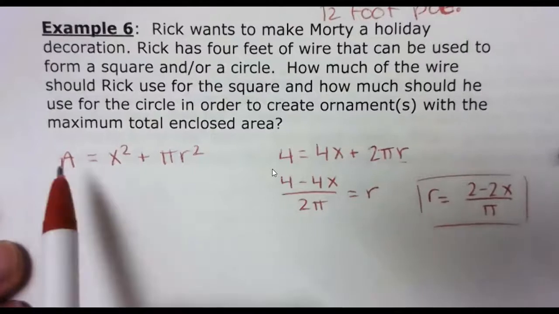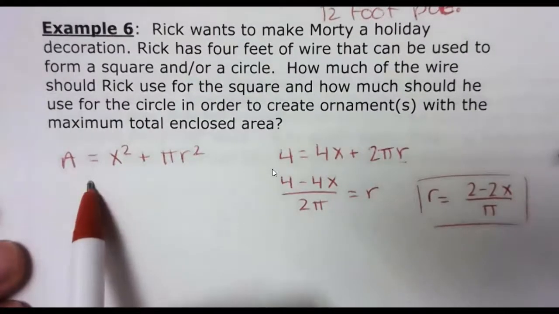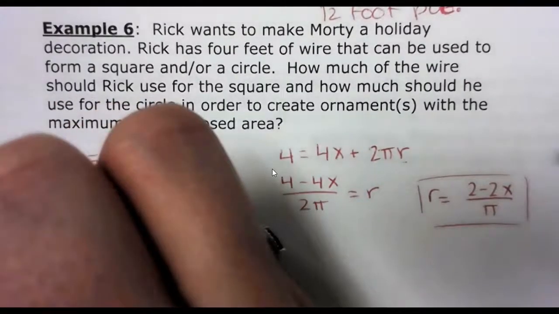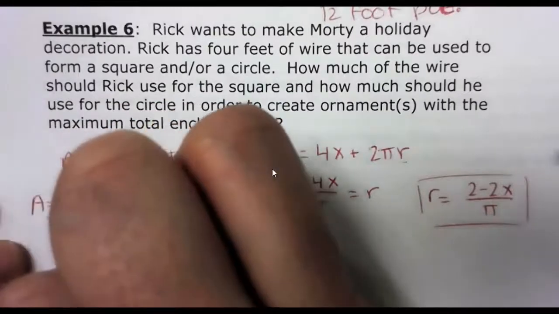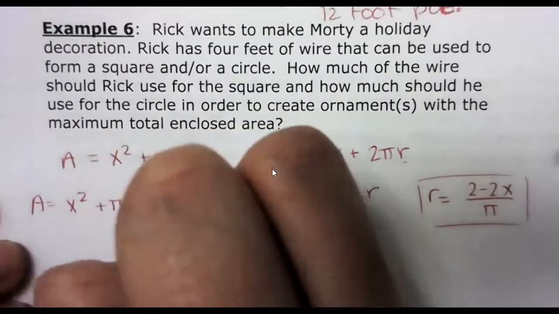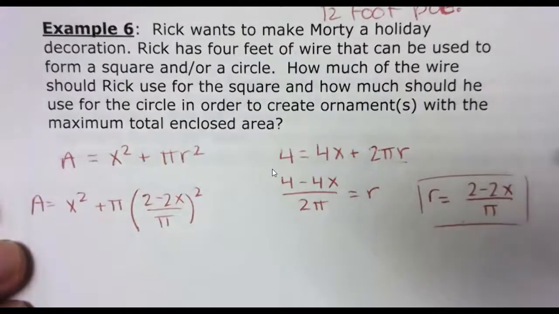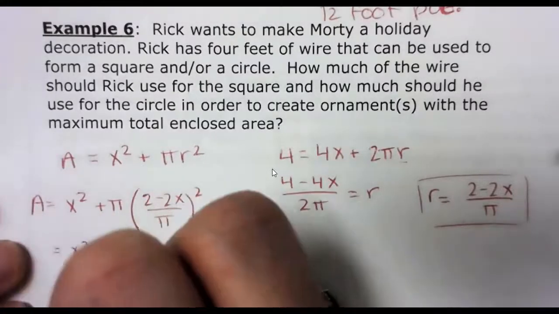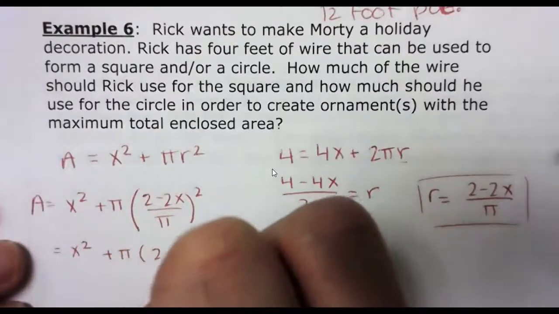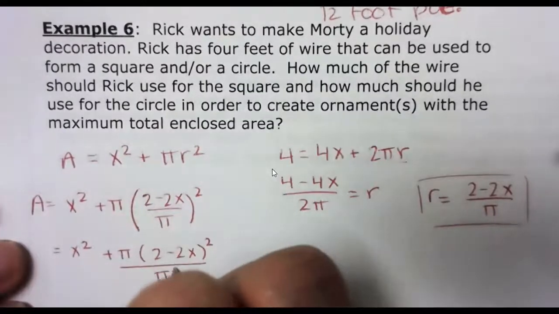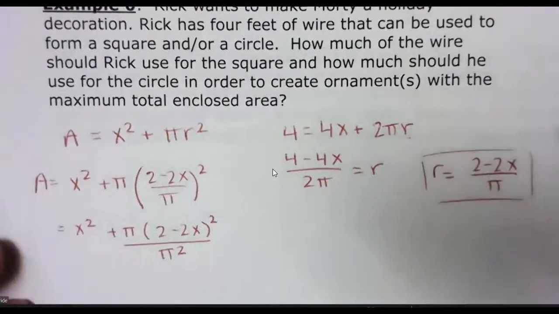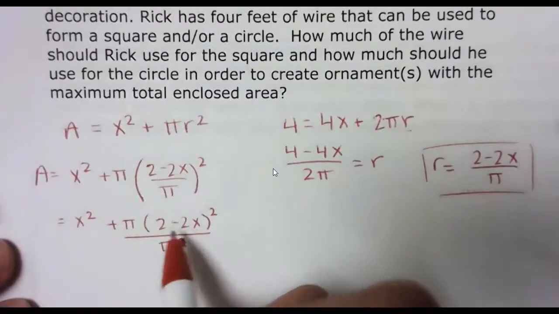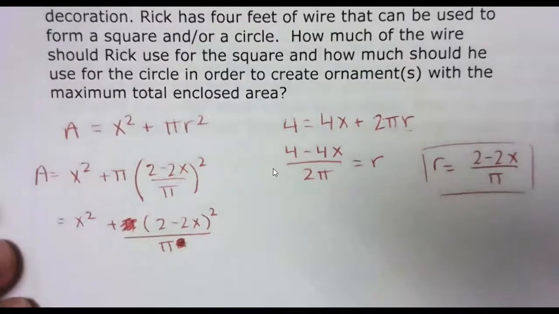Then we're going to substitute that into the formula we are trying to maximize. So we're going to say that area is equal to x squared plus pi times 2 minus 2x over pi, squared. So you get x squared plus pi, 2 minus 2x squared, all over pi squared. So I distributed the squared to both the top and the bottom, but I left them sort of separate so that I could cancel this pi with that pi.